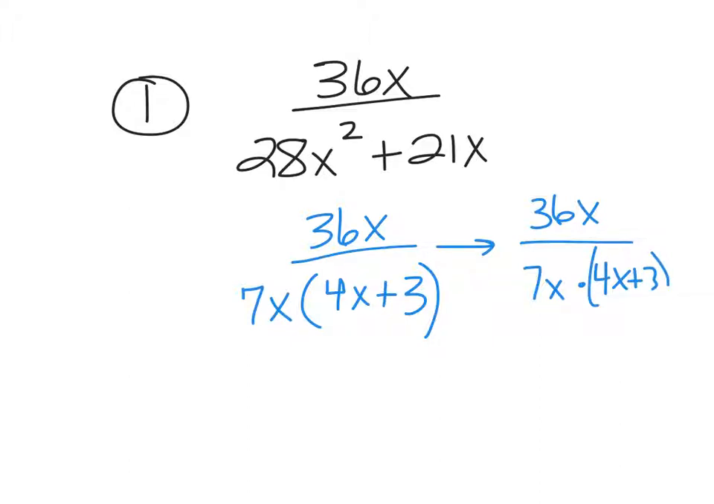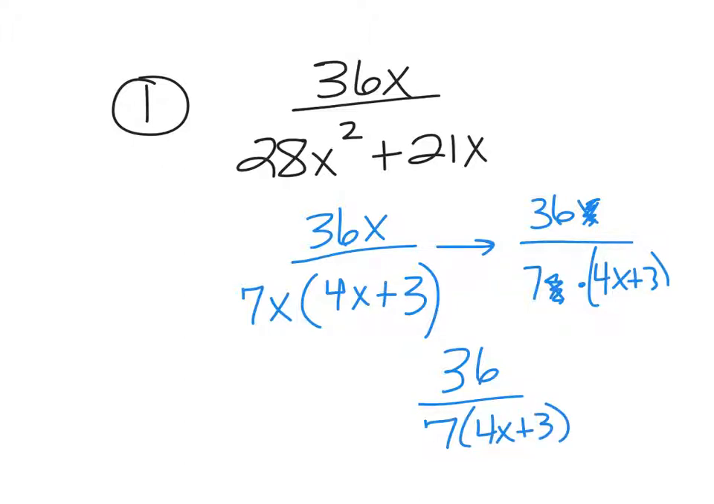Anything top and bottom that's the same I can cancel out. So these x's will cancel out. Now, is there a number that goes into 36 and 7? No, there's not. But if there was, I would do that. Or if there was a 4x plus 3 on top and a 4x plus 3 on bottom, I would cancel those out as well. But since that's all I can do, my final answer is 36 over 7 times 4x plus 3.